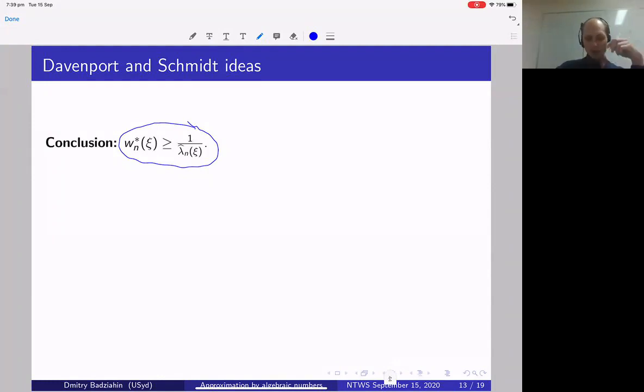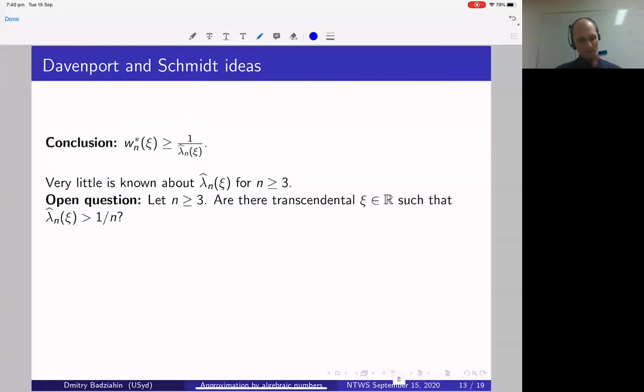And I think by the time Davenport and Schmidt found this relation, it looked quite promising. And even now, if we find some good upper bound for lambda n hat of xi, that will give us some good lower bound, and maybe some improvement, for w n star of xi. But at the moment we know quite little about lambda n hat of xi. And that's actually another interesting open question about these Diophantine exponents.